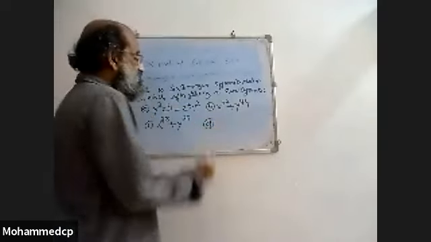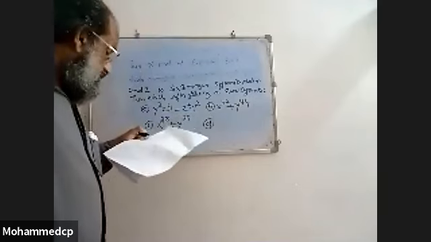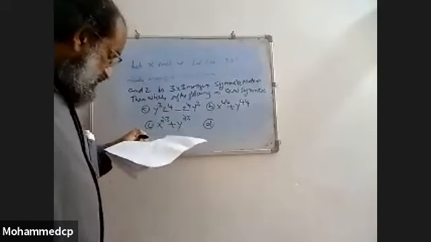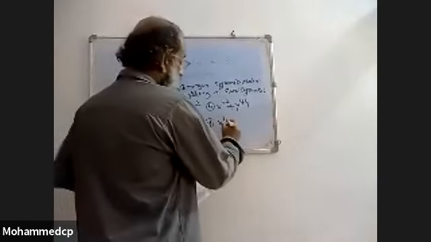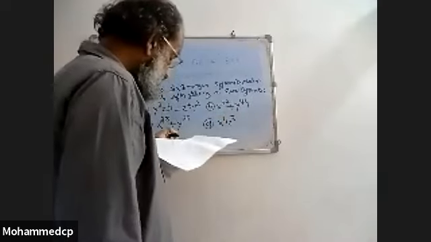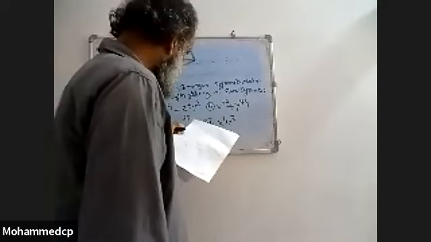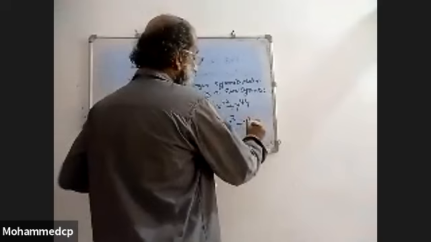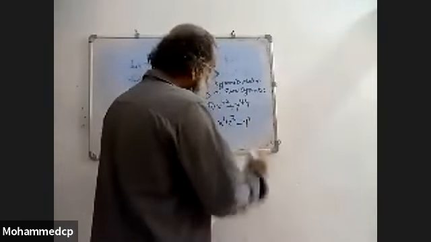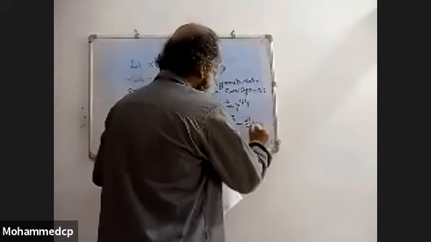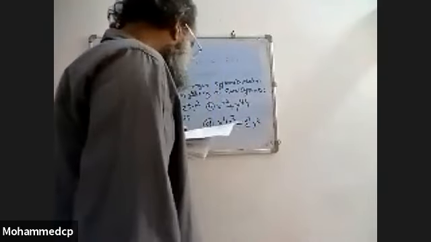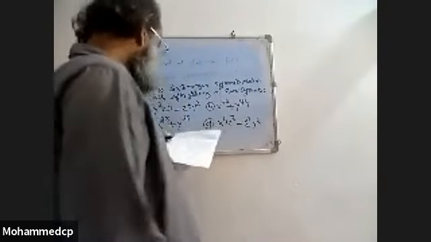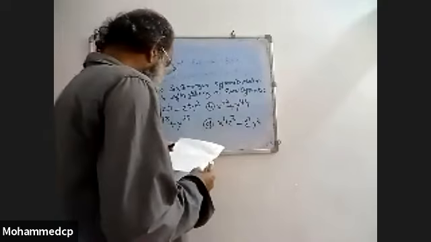Option D, X raised to 4 Z cube minus Z cube Y raised to 4. Minus X raised to 4 minus Z cube Y raised to 4. These are all the options.